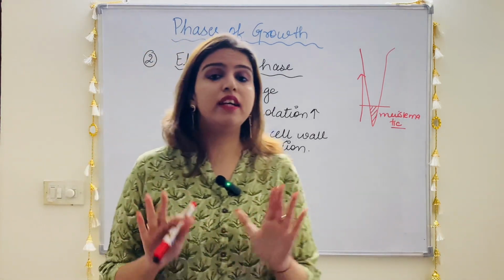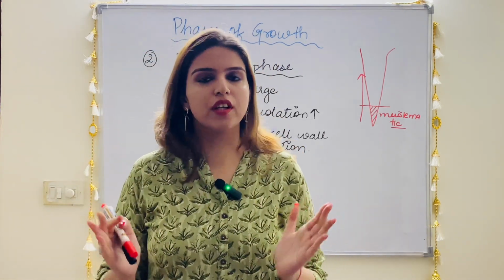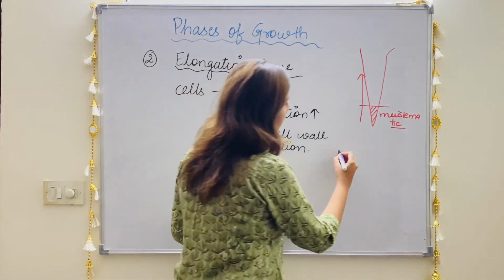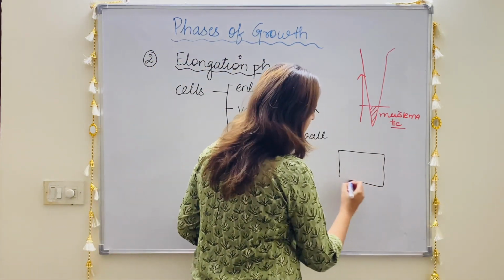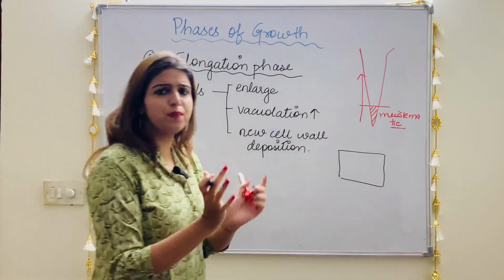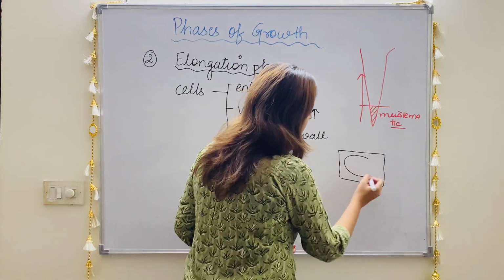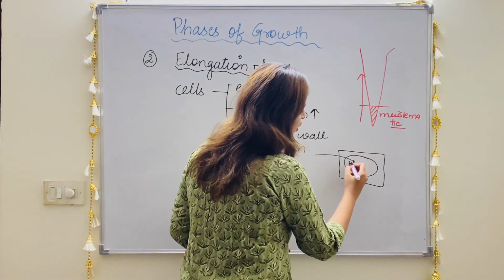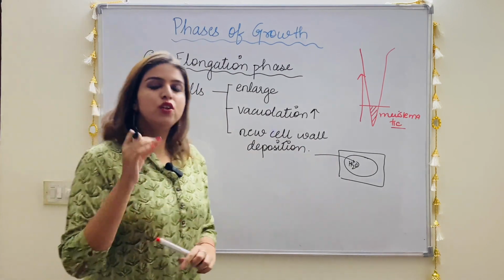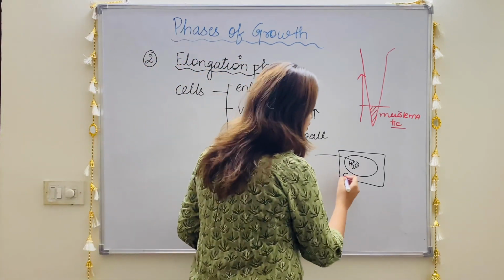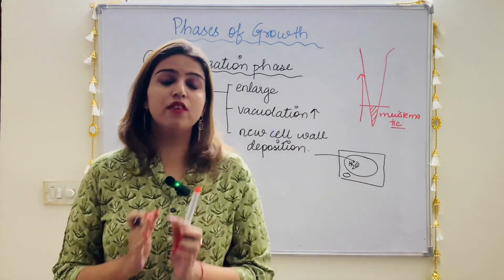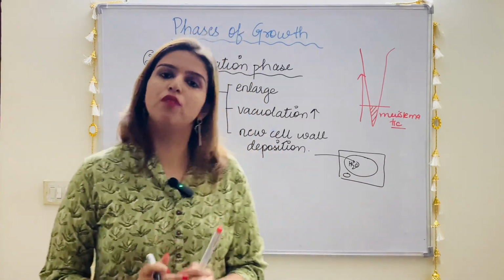Now the cell is not dividing, it is just enlarging. So this cell is going to develop a rather big vacuole. So what this vacuole is basically going to do is take up a lot of the space of the cell. It is going to absorb a lot of water. Therefore, the cell is going to expand. The nucleus and the cytoplasm is going to be pushed to the periphery. So in this phase, basically a very big vacuole is formed.